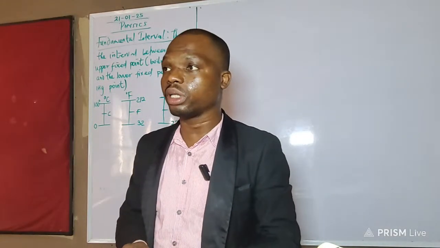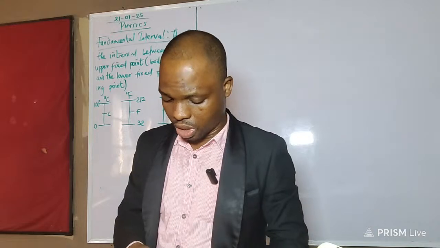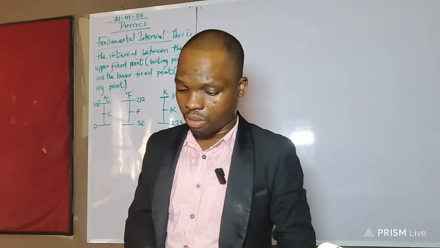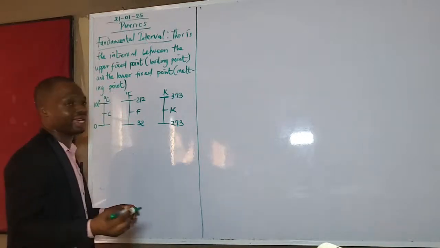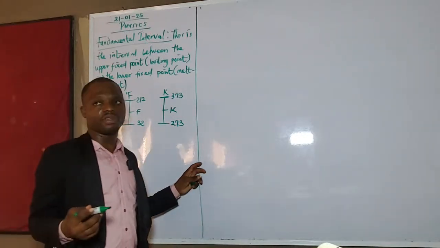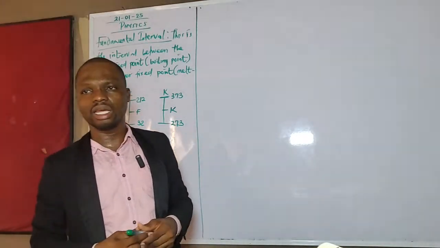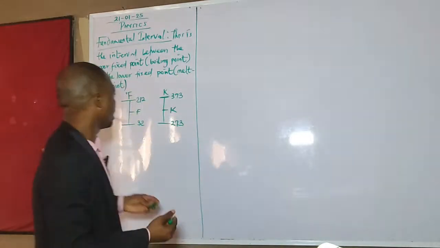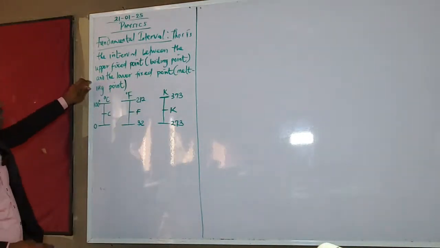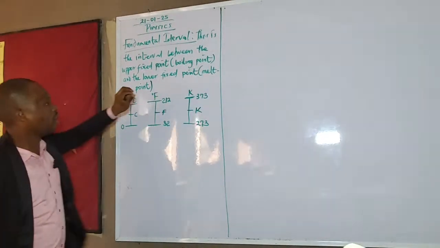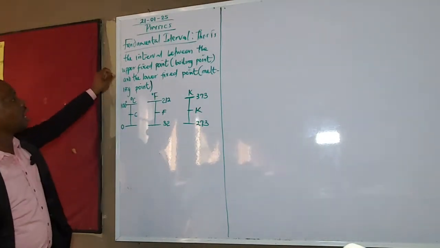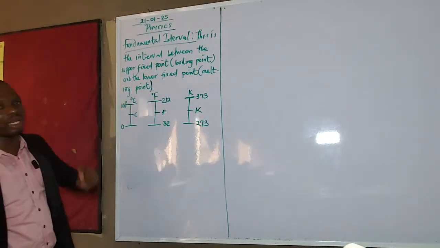And we have three types of scales that we use in measuring temperature. The first scale is the Fahrenheit scale. We have the Celsius scale and the Kelvin scale. Now, this is what we have represented here. The lower fixed point is the melting point of the substance. Then the upper fixed point is the boiling point.